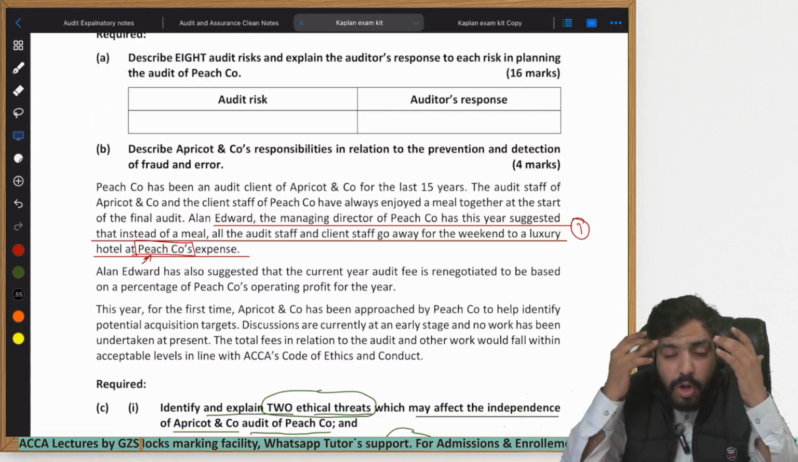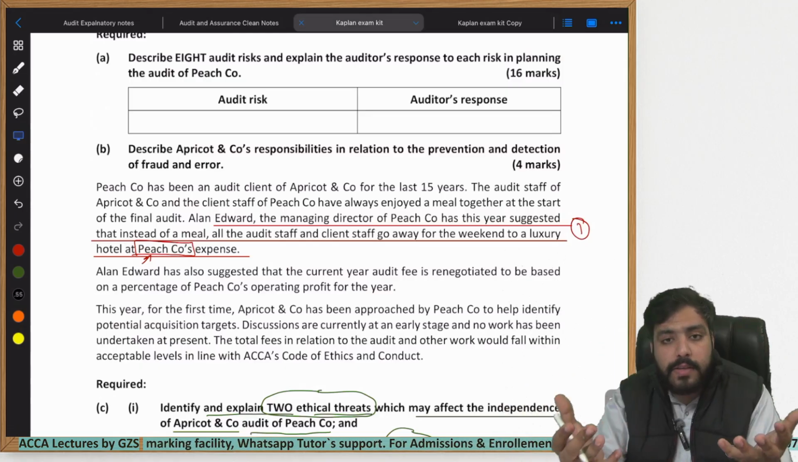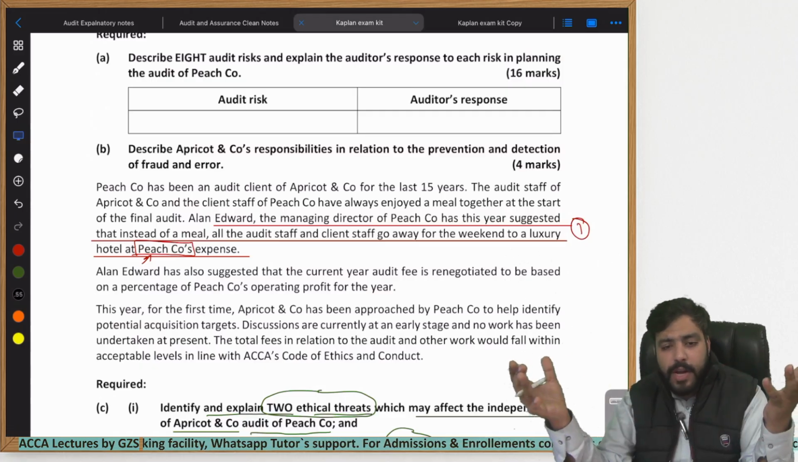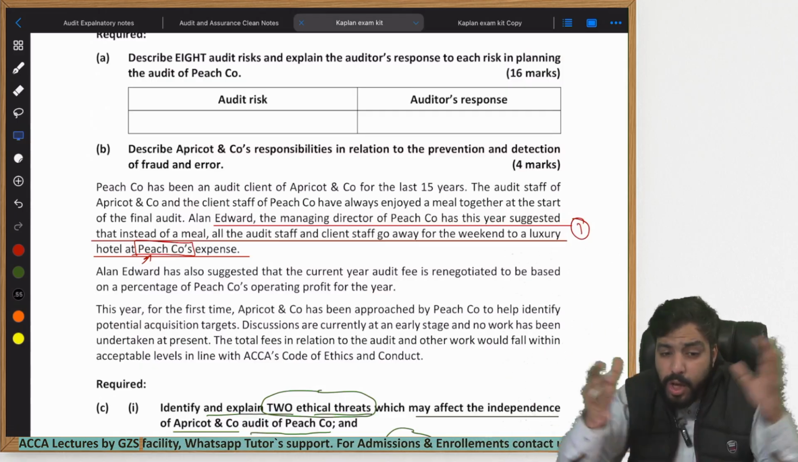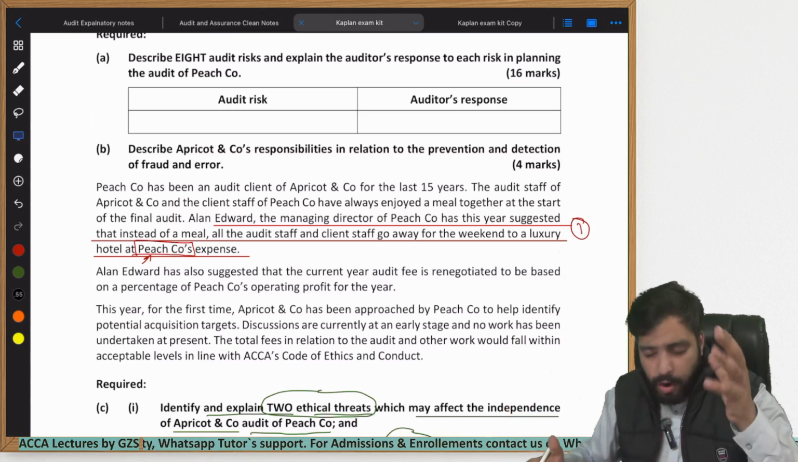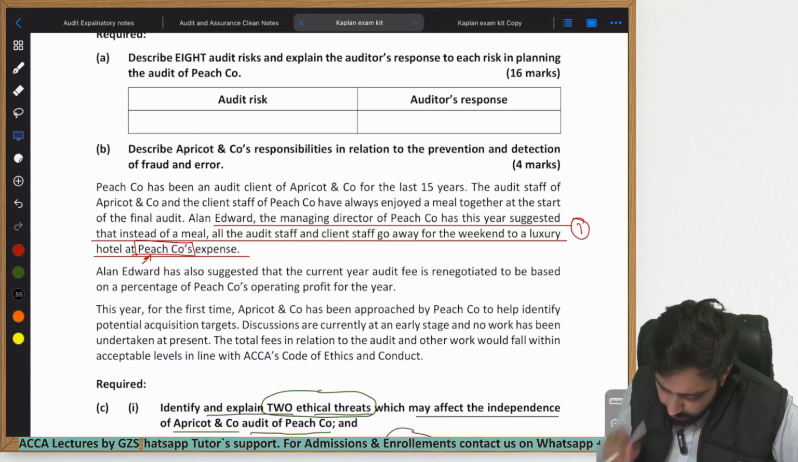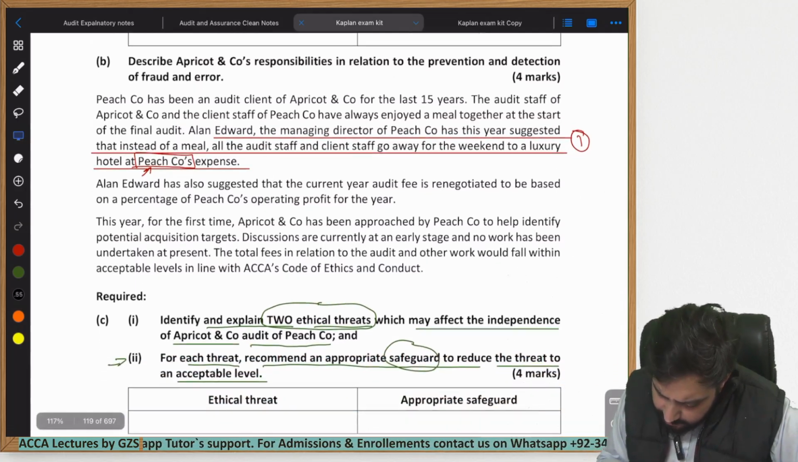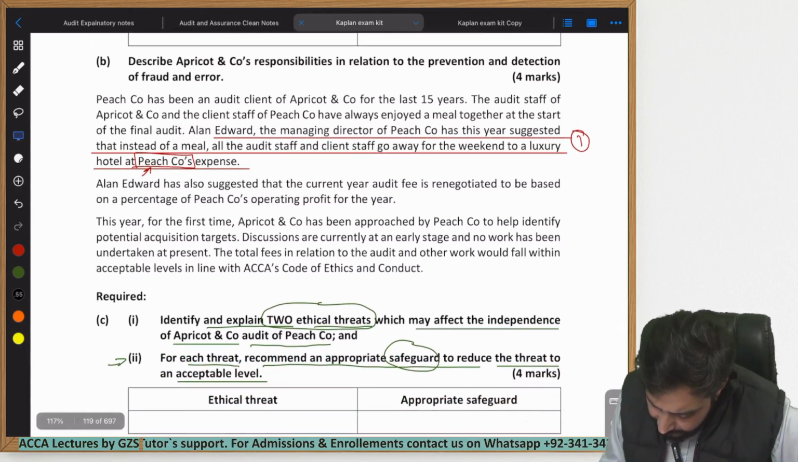There will be a psychological impact on the auditors themselves, that the client has done so much for us, we should not identify huge issues within the financial statements of the client. So this is the first issue that we have identified. Now moving towards the next paragraph, sorry, not the next issue.